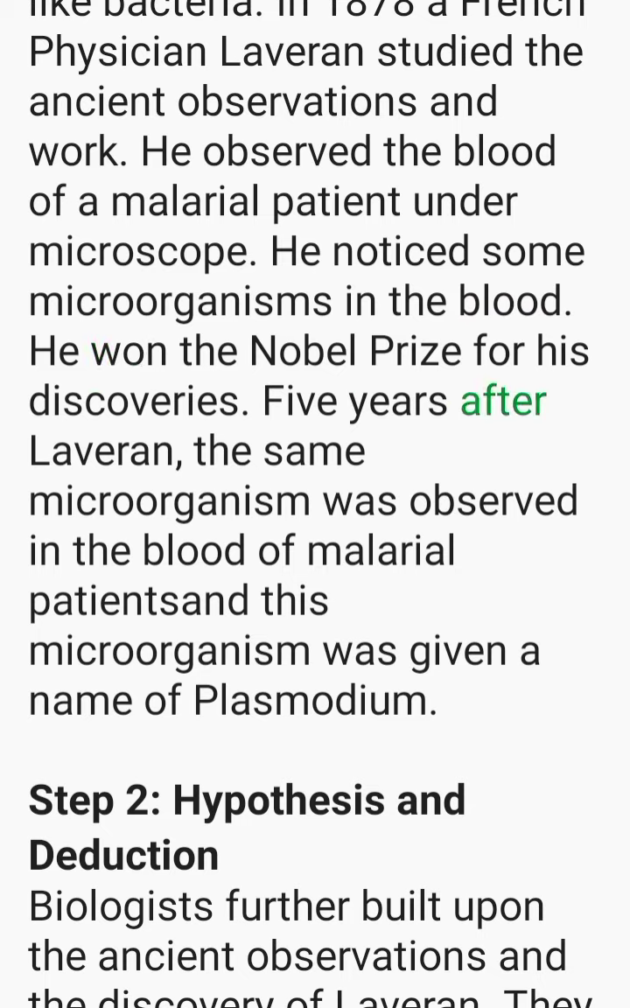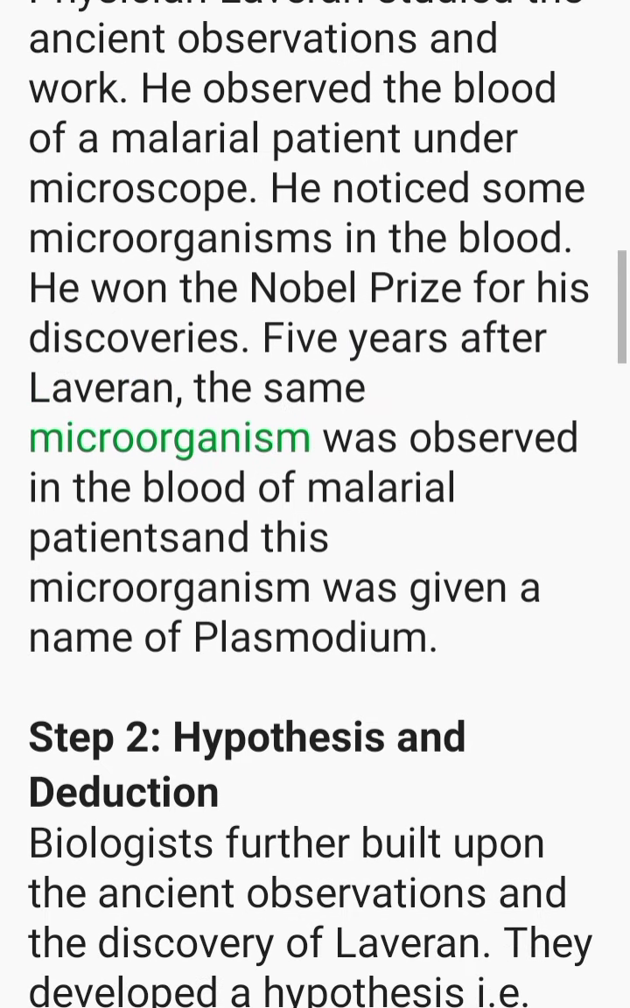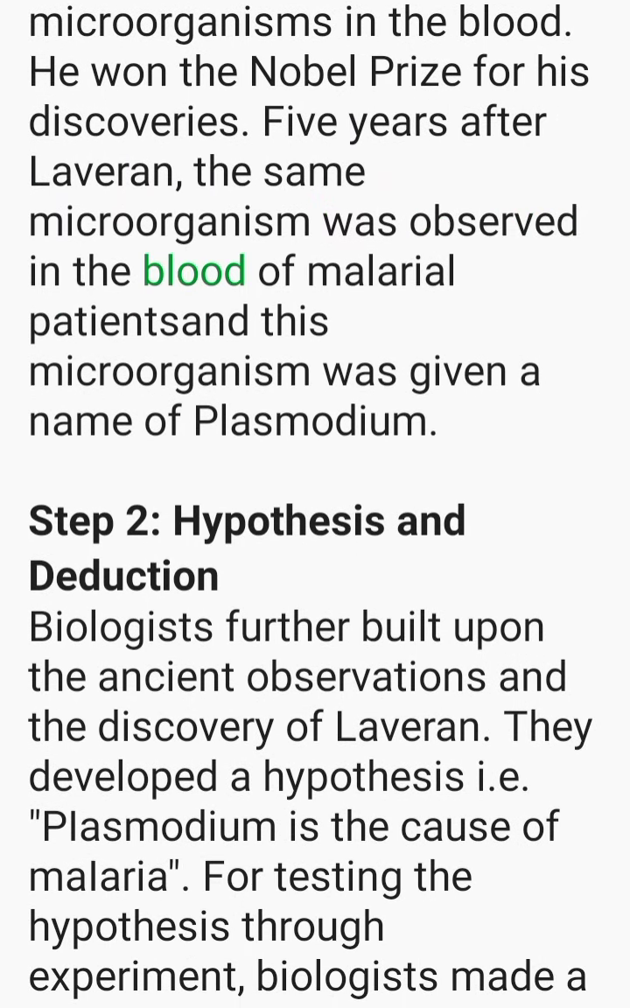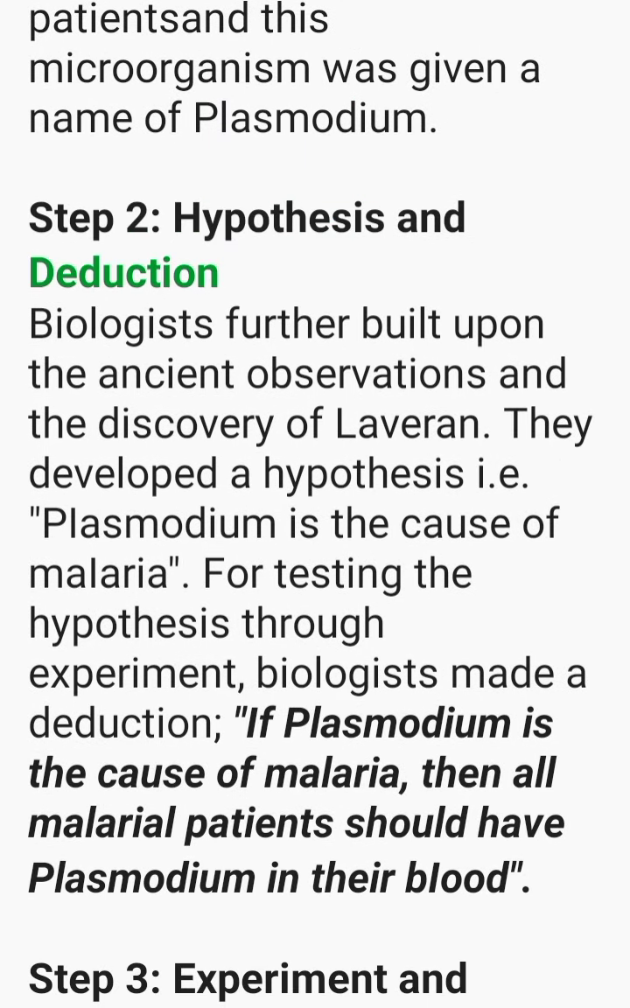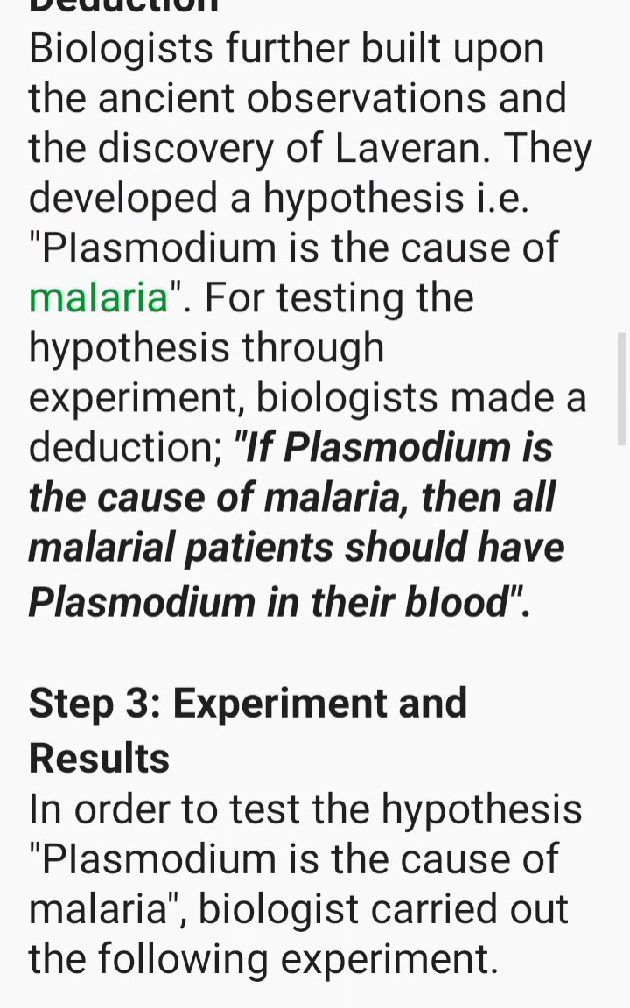5 years after Laveran, the same microorganism was observed in the blood of malarial patients, and this microorganism was given a name of Plasmodium. Step 2. Hypothesis and deduction. Biologists further built upon the ancient observations and the discovery of Laveran. They developed a hypothesis, i.e., Plasmodium is the cause of malaria.